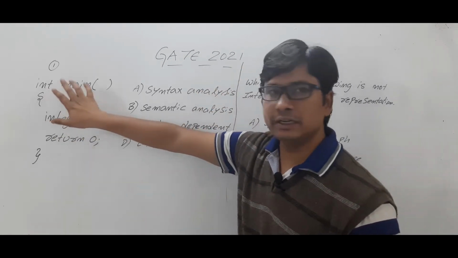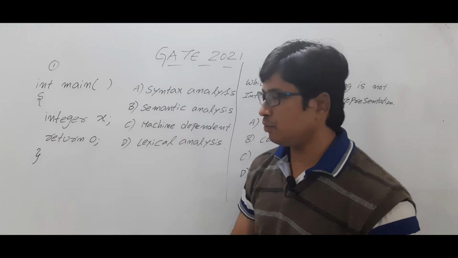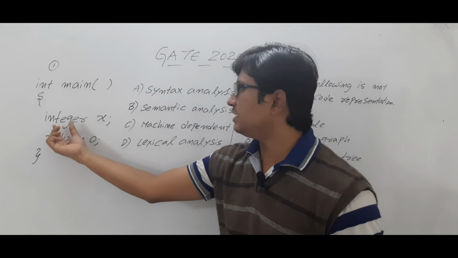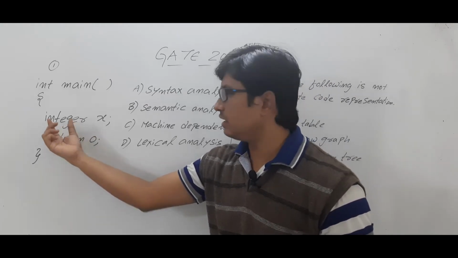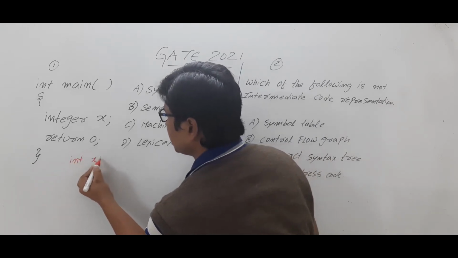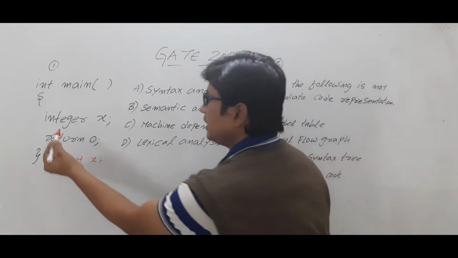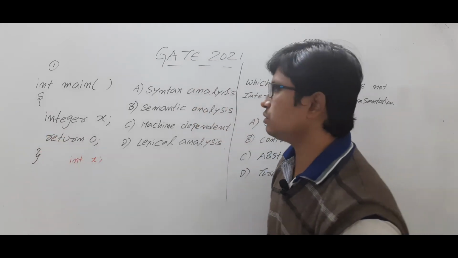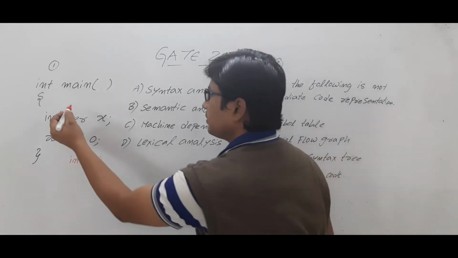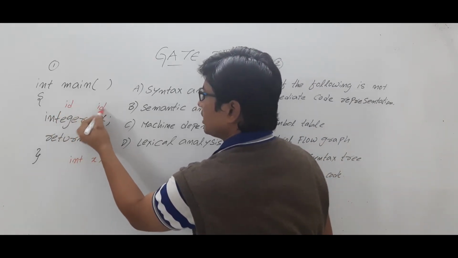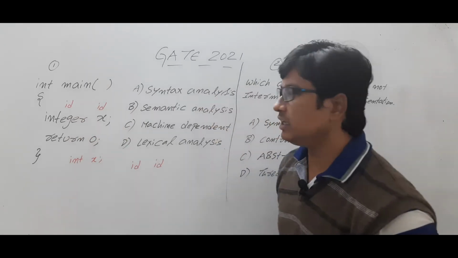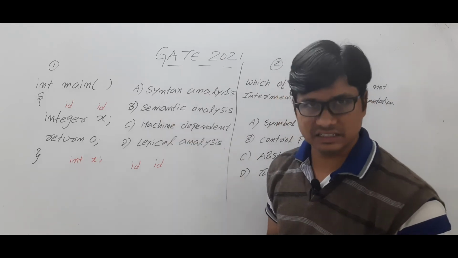They have given int main and curly braces they have opened. Integer x they have written 0. Now look here, "integer" now is an identifier. If it is "int", then it will be a data type. Is it clear? But "integer" now is an identifier. So during the lexical analysis, this one will become an identifier. This one also will become an identifier. So now identifier. Is it clear?